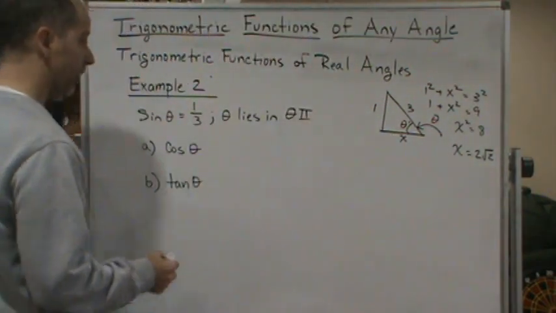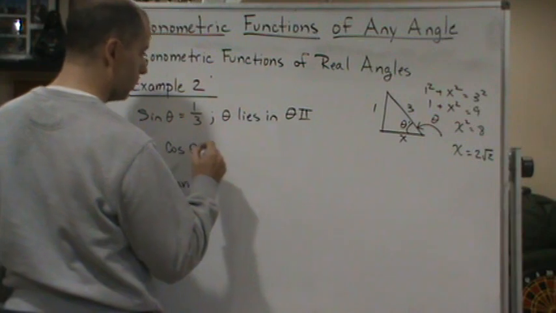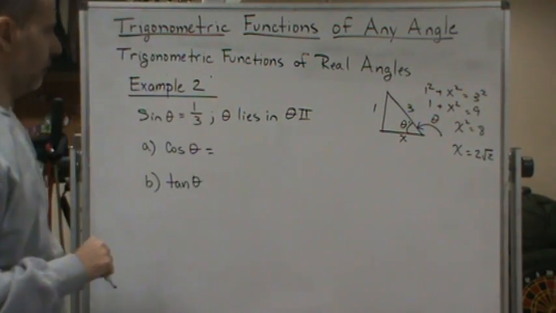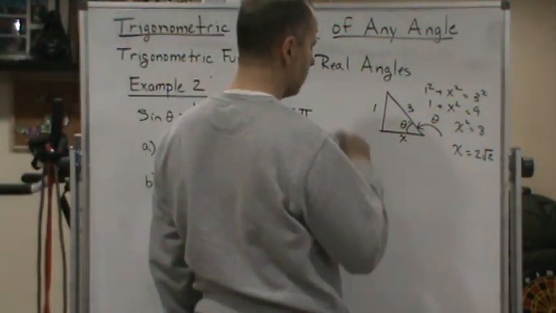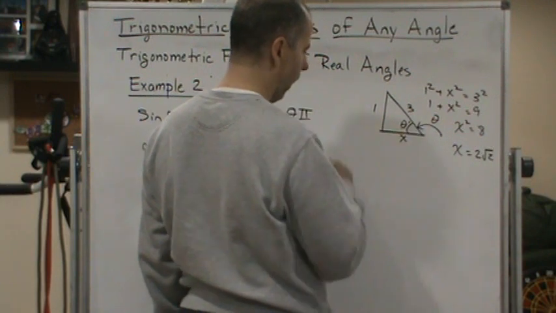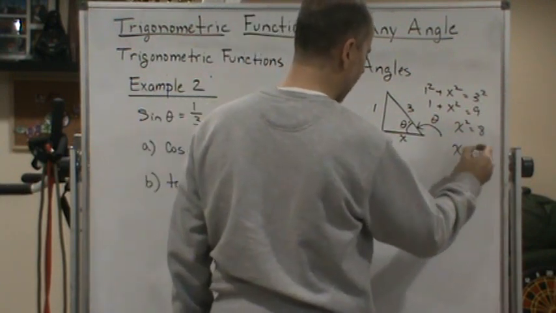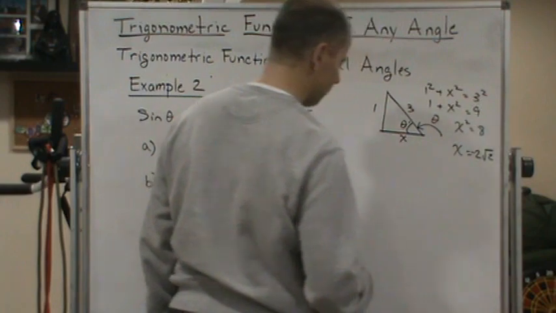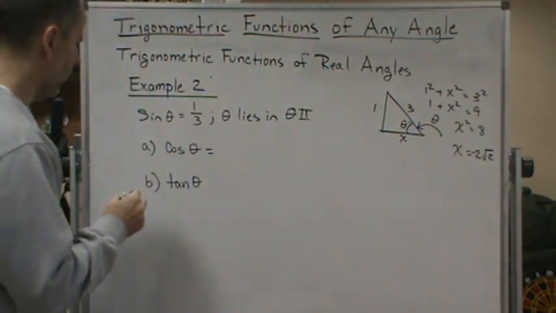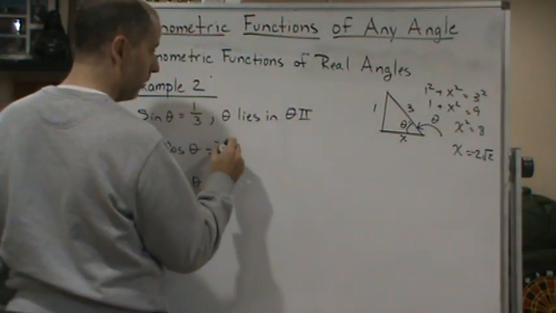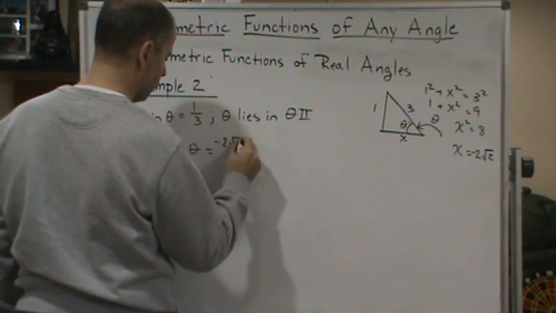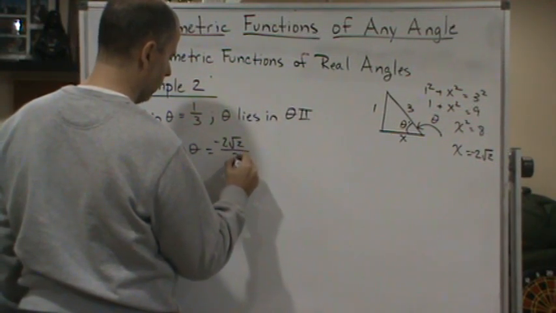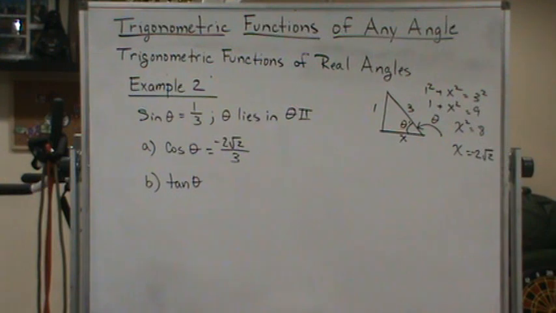Now, to find cosine, what we're going to do is use the definition of cosine, right? So cosine is x over r. So this means that it's going to be negative. So in this case, again, x is negative since we're in the second quadrant. So this is going to be negative 2 root 2 over 3. And that's our answer.